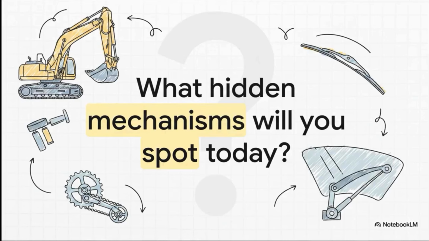From now on, when you see an excavator arm scooping up dirt, or you watch a bicycle's derailleur shift gears, or even just see your own windshield wipers, you're going to see it differently. You won't just see a machine doing a job. You'll see the hidden language. You'll see the links, the pairs, the kinematic chains working their magic right there in plain sight. So here's my challenge to you. What hidden mechanisms are you going to spot today?